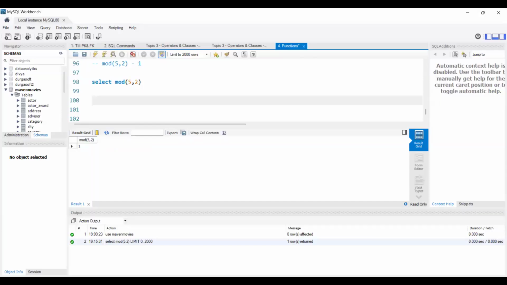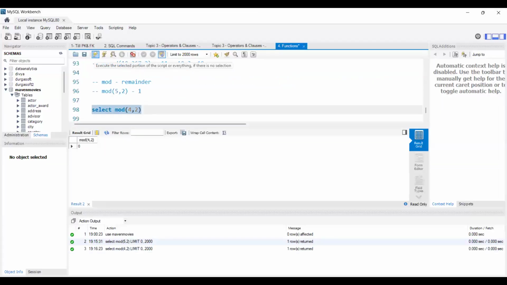But as I said, in my 7 years of experience, I never used this mod function. We won't use this, but as it is included in the SQL functions, we need to learn. That's it. So this is about numerical functions. Is it clear for everyone? 5 comma 2 means 5 divided by 2, so the remainder will be 1. If it is 4 comma 2, the remainder will be 0, right?